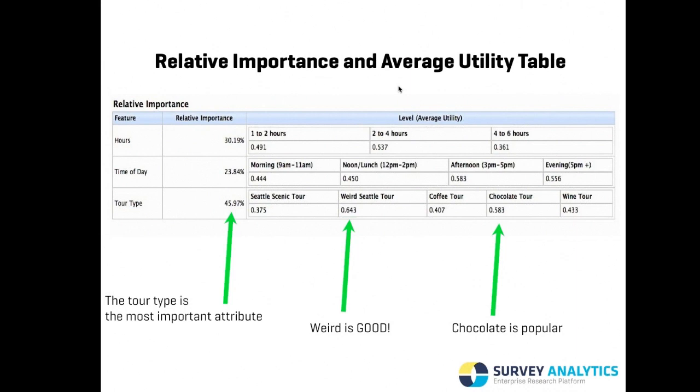Anyway, second after that, Chocolate Tour looked pretty good there. And it appears that the one that is the least appealing is the Seattle Scenic Tour, which is a bit unfair on Seattle, but that's what that's showing us. Now, if we look at the hours, we're seeing that 2 to 4 hours, the middle value there on top, with a value of 0.537, seems to be the most appealing. So this is what the utility values and relative importance can tell you about your product or service.